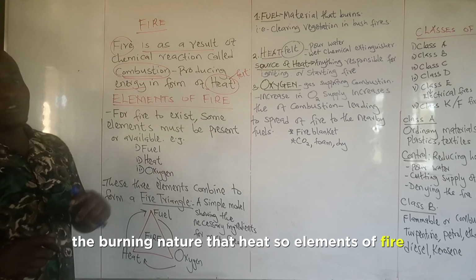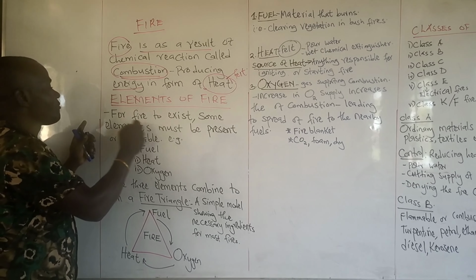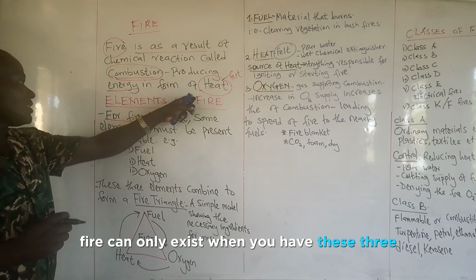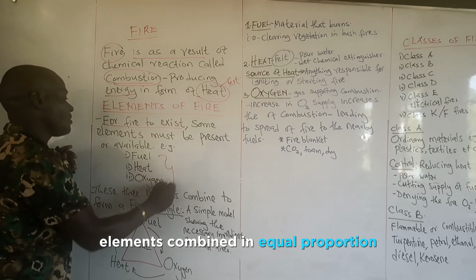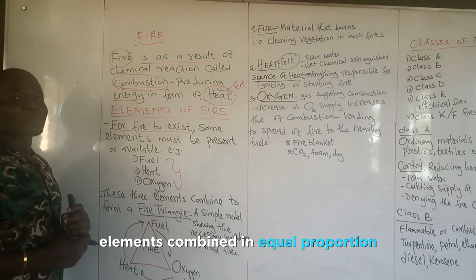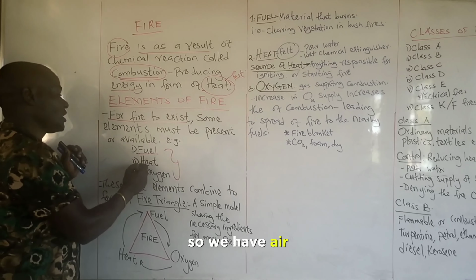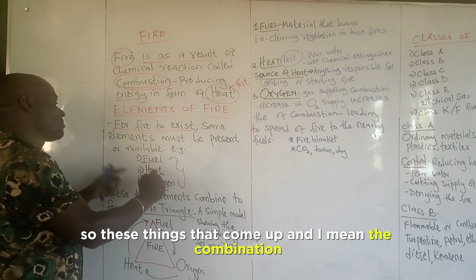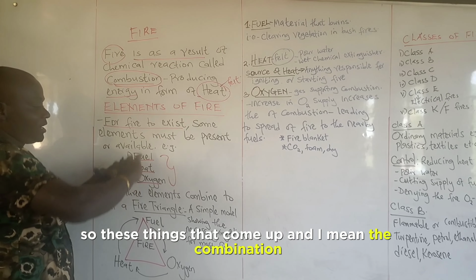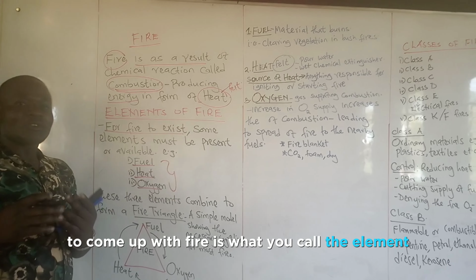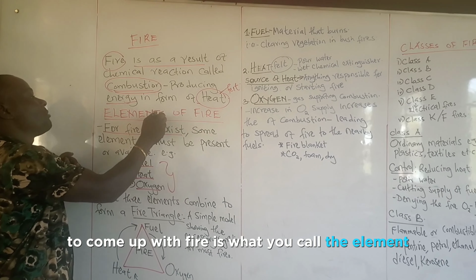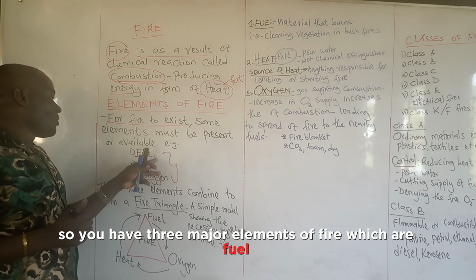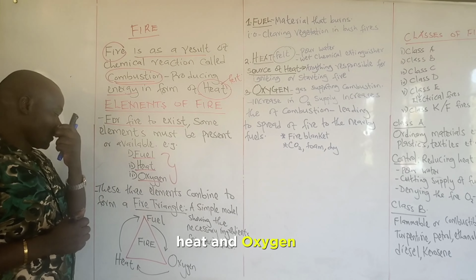So, elements of fire. For fire to exist, what do we need? Fire can only exist when you have these three elements combined in equal proportion. So we have fuel, heat, and oxygen. Anything that can be combined to come up with fire is what we call the elements of fire. So we have three major elements of fire, which are fuel, heat, and oxygen.